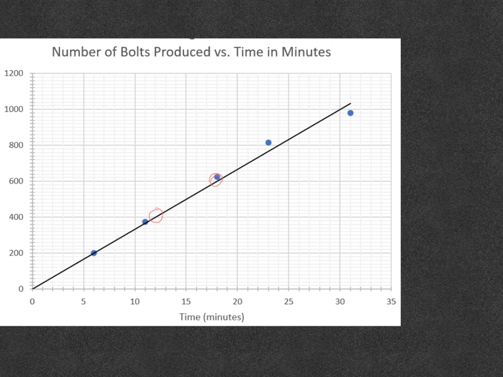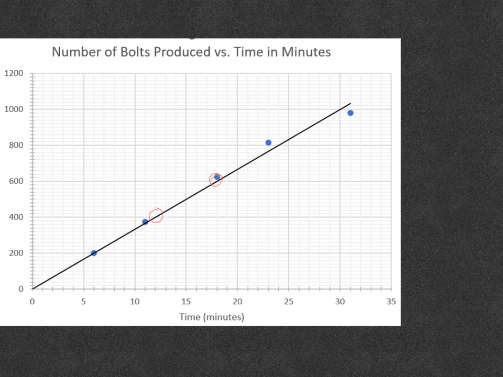So for question number 1, you were asked to graph the number of volts produced versus time in minutes. Time goes on the X with the unit of minutes. Number of volts produced goes on the Y. You could have graphed this by hand or on a computer. Either is fine. Here, I also demonstrate the importance of minor grid lines. So I go by every 1 here and go by every 20 here.